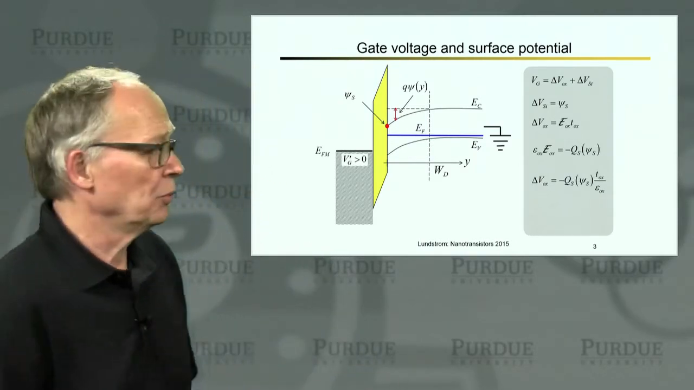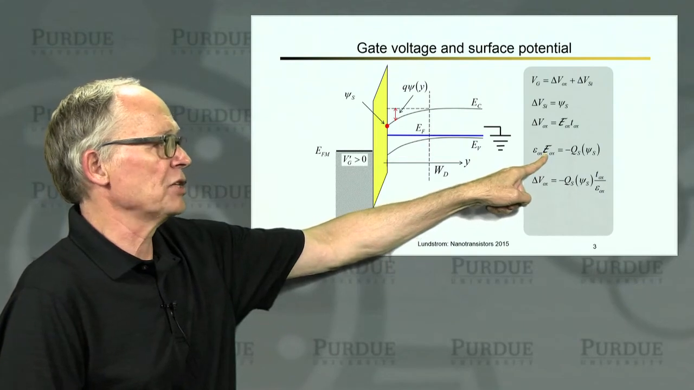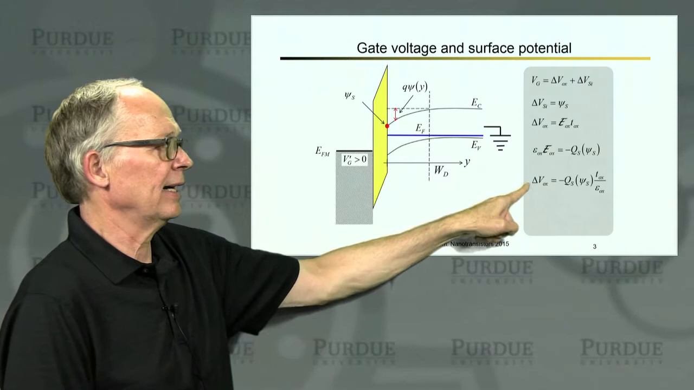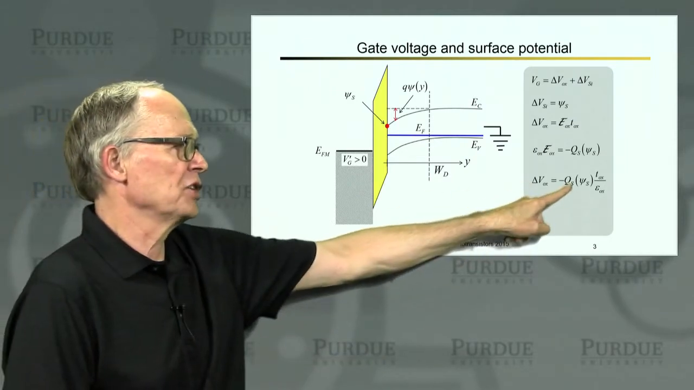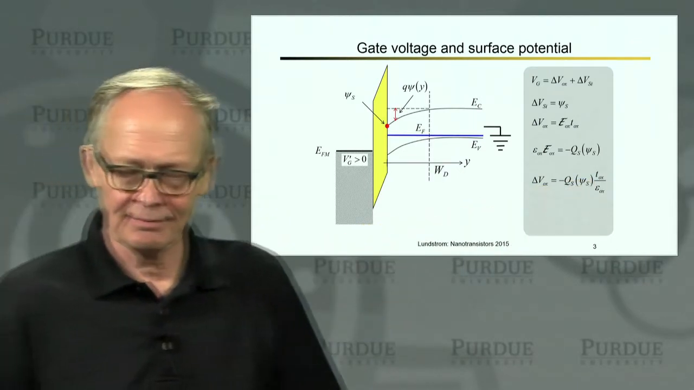We can then write, we can solve this equation for the electric field. We can multiply by the thickness of the oxide. We now know the volt drop across the oxide. It's related to the charge in the semiconductor and the thickness and the dielectric constant of the oxide.